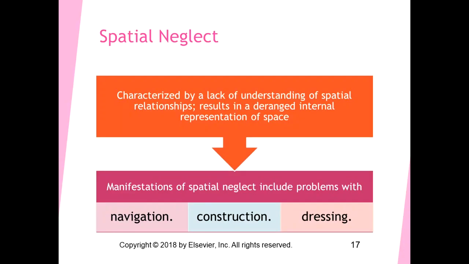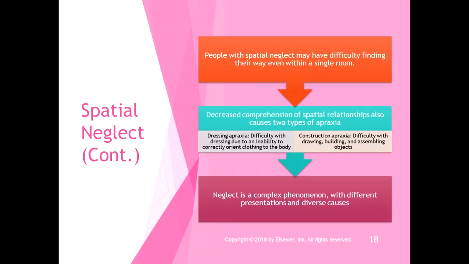So spatial neglect, as opposed to personal neglect, is characterized by a lack of understanding of spatial relationships, and it results from a deranged internal representation of space. So manifestations of spatial neglect include problems with navigation, like trail finding in the building or anything, construction, kind of assembling things, or dressing. People with spatial neglect may have difficulty finding their way even within a single room. So you can get lost in one room.